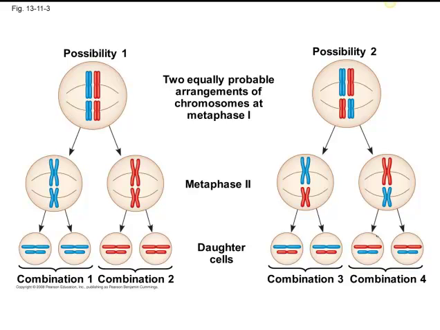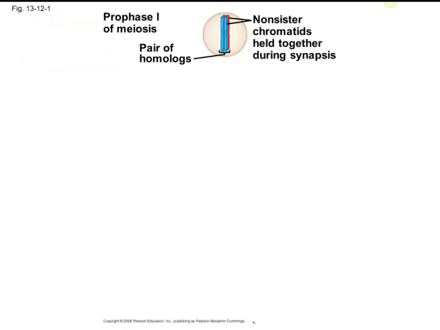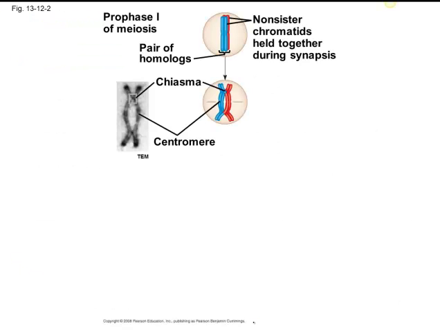So crossing over produces recombinant chromosomes, which combine the genes inherited from each parent. It begins very early in prophase. The homologous portions of the non-sister chromatids, or the homologs, trade places. Okay, this part is called the chiasma, or chiasmata, as written in some other places.